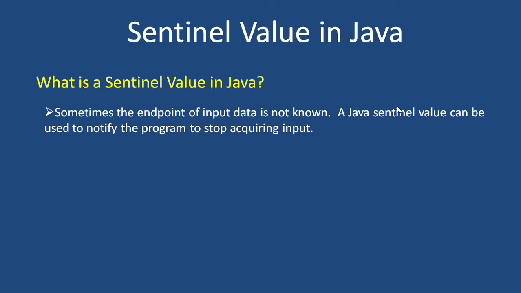So sometimes what happens is that the endpoint of the input data is not known, which means that we are giving the input, but when it will end, we don't know. So a Sentinel value in Java is used to notify the program to stop acquiring input.